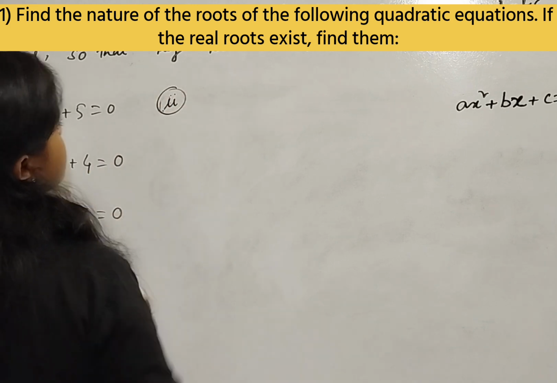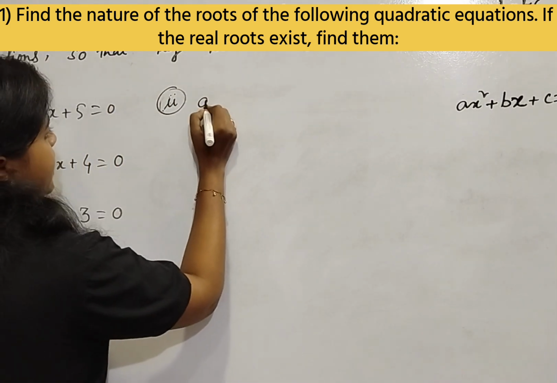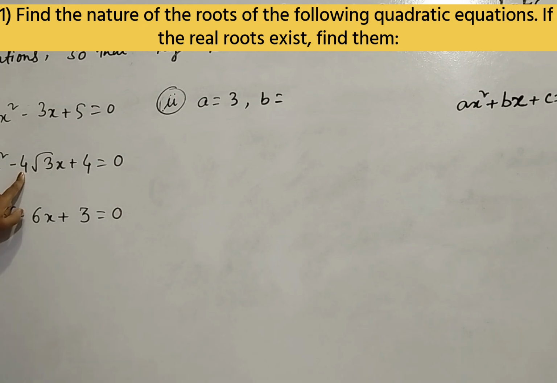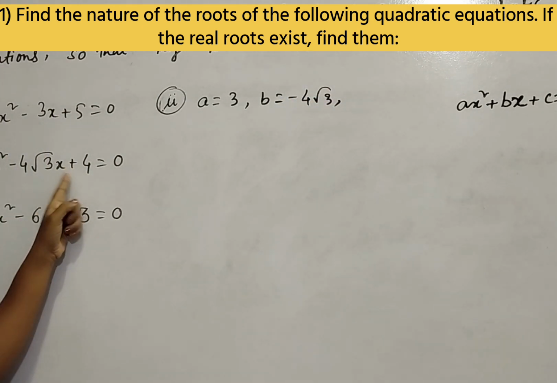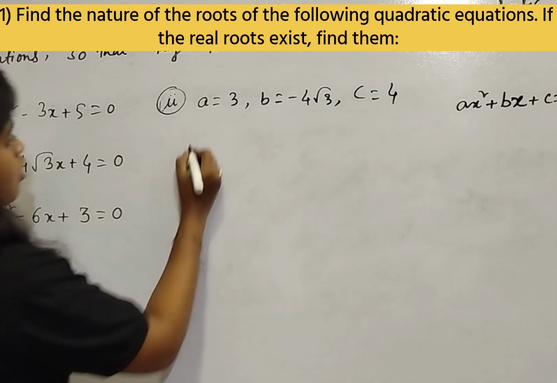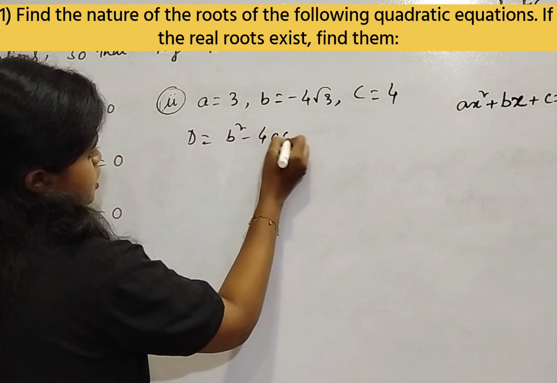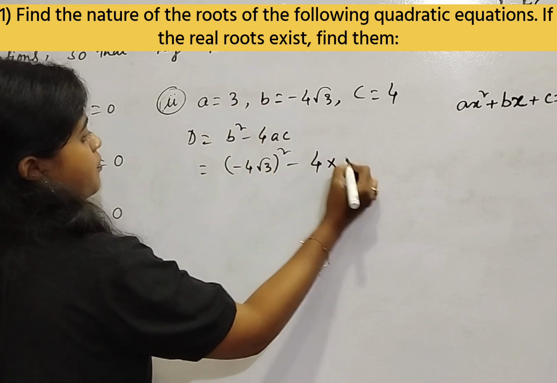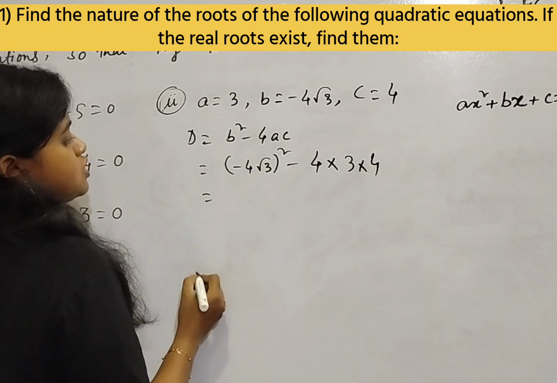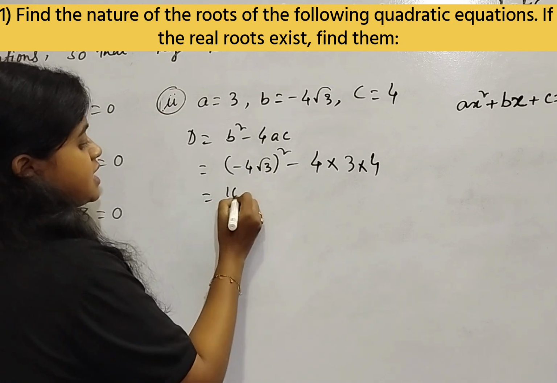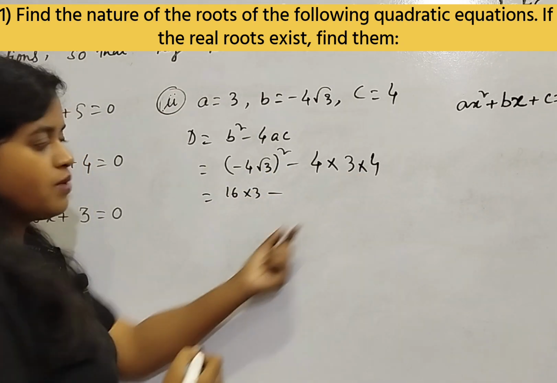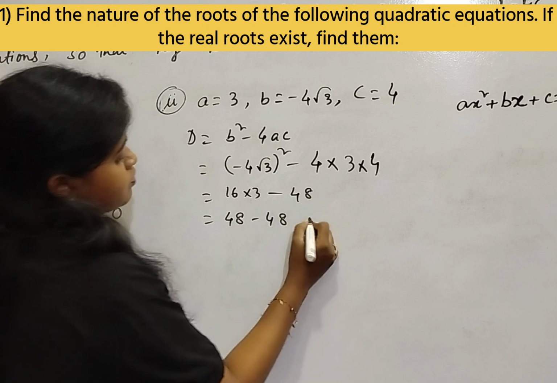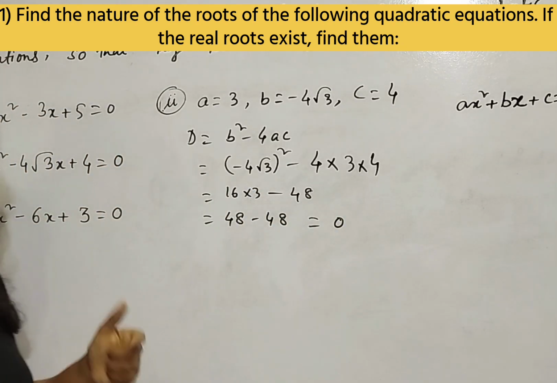Let us go to question number 2. So we have to find a. If I compare with the standard equation, a means 3, b equals minus 4 root 3, and c equals 4. So now we have to find the discriminant b square minus 4ac. So b square means minus 4 root 3 whole square, minus 4 into the value of a, 3, and the value of c, 4. So 4 root 3 square means 16 into 3, which is 48, minus 4 into 3 into 4, which is 48. So 48 minus 48 equals 0. So D equals 0 means it has two equal roots.